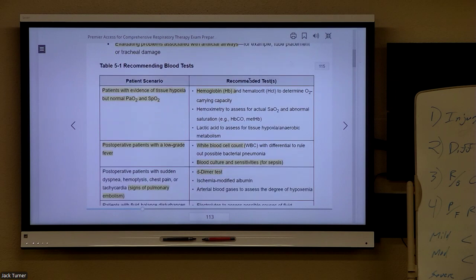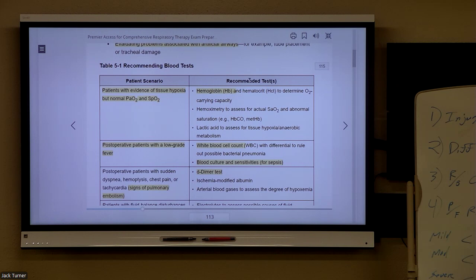Okay, so this is recommending different types of blood tests on this chart here. If you look here, you have a patient scenario and the type of test that you would want to recommend. So if you have a patient who seems to have normal oxygenation, but there are symptoms of tissue hypoxia, like lactic acid is really high, I would check your hemoglobin.